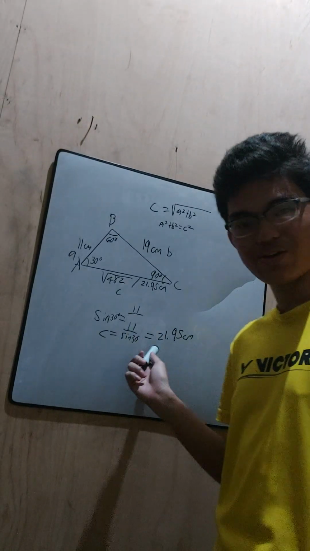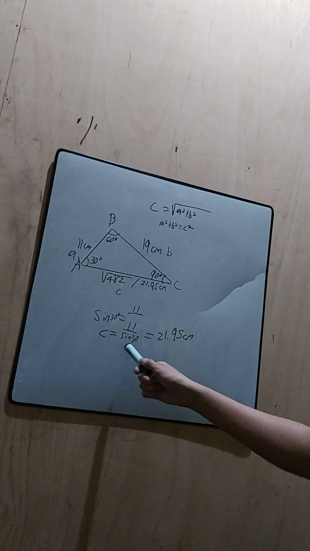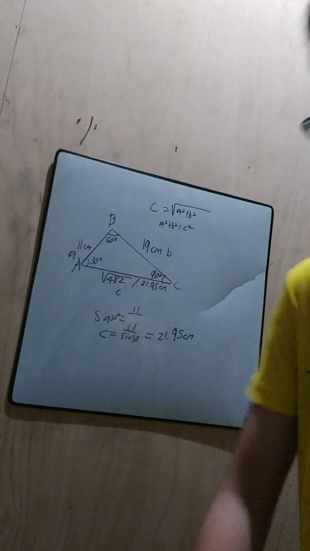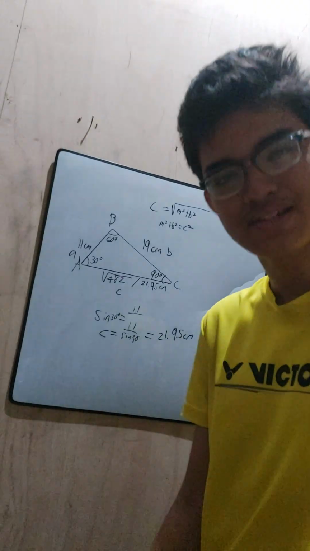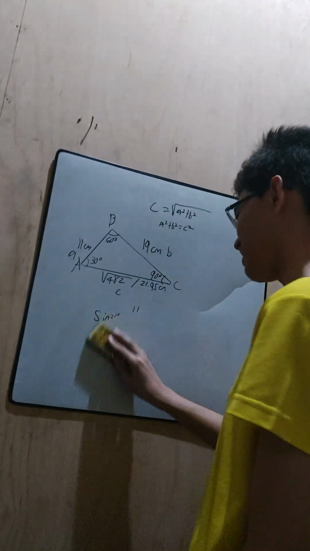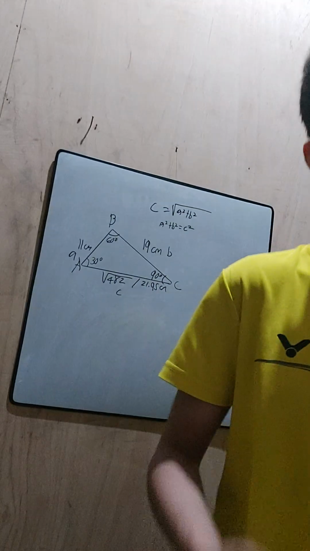It's over there already, right? I mean, technically 11 divided by sine 30 is 22, but since I've used the approximate version, it's 21.95. So that's the same thing. It's correct. So it does lead back to its hypotenuse.